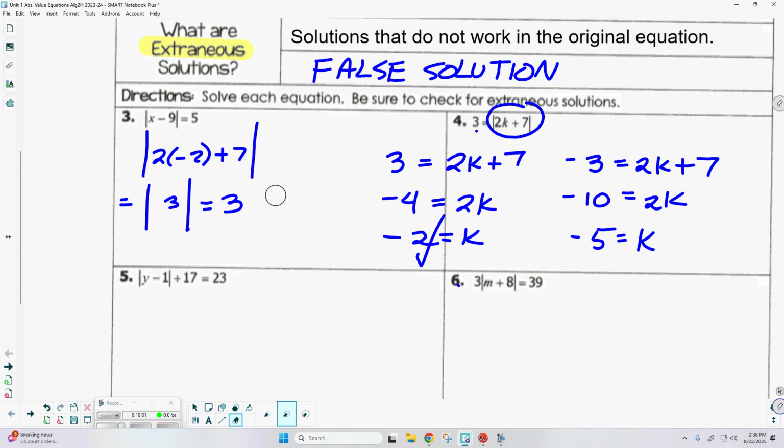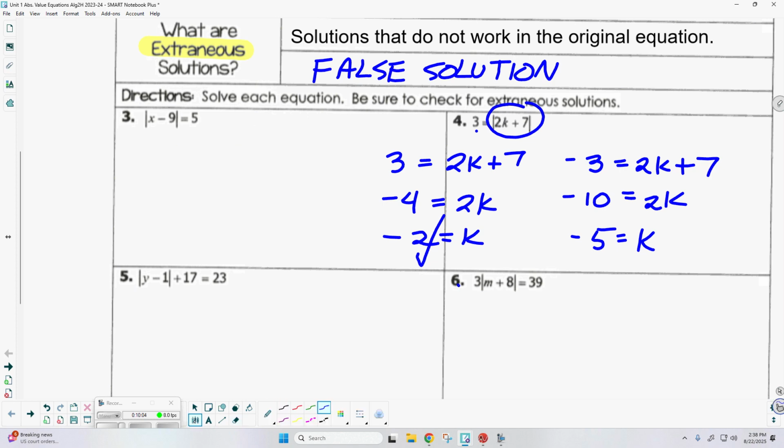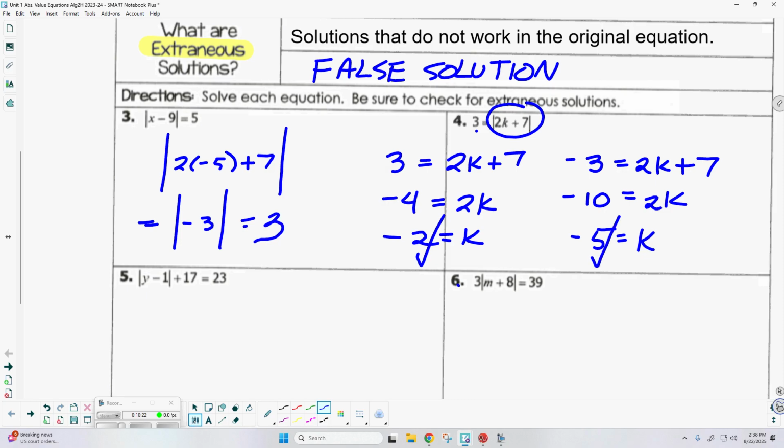Okay, let's try that other one now. So negative 5. So the absolute value of 2 times negative 5 plus 7. Okay. So negative 10 plus 7, what's that? Negative 3. And the absolute value of negative 3 is 3. So negative 5 works. They are both solutions. So I'm going to go ahead and write them out. Now, which one is the smaller? The negative 5. So I'm going to say negative 5, negative 2. There we go. That's it. Okay. That's all there is to it.